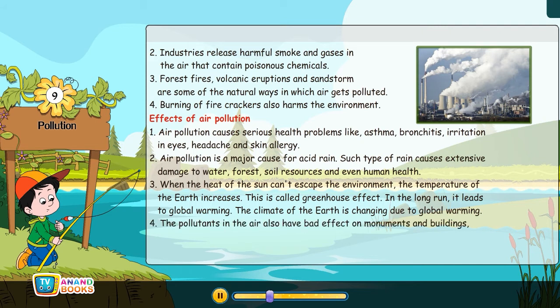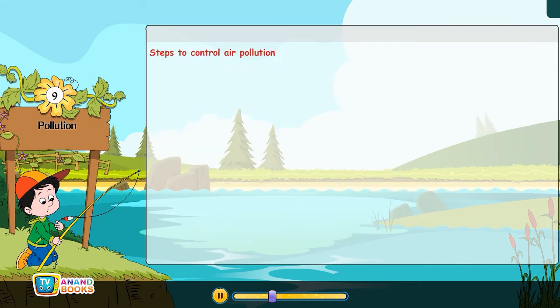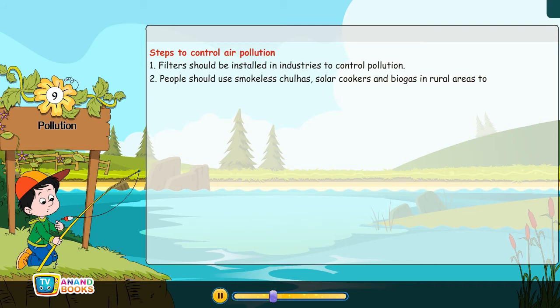The pollutants in the air also have bad effect on monuments and buildings, especially those made with marble. They change the color of the marbles. Steps to control air pollution. Filters should be installed in industries to control pollution.